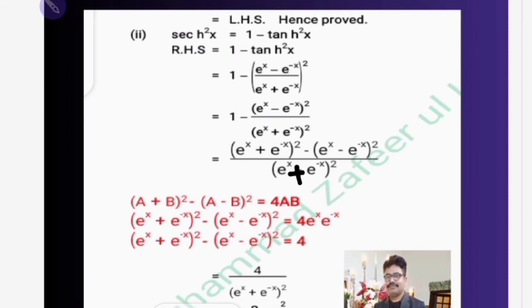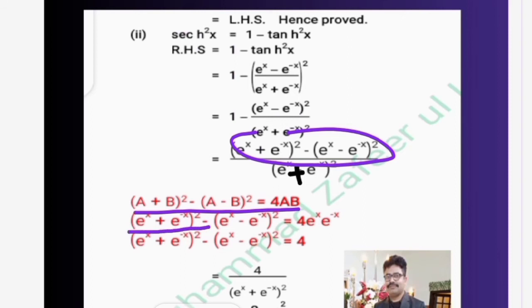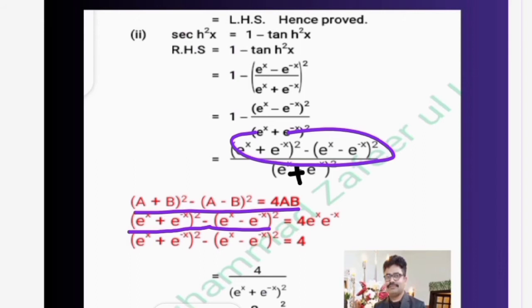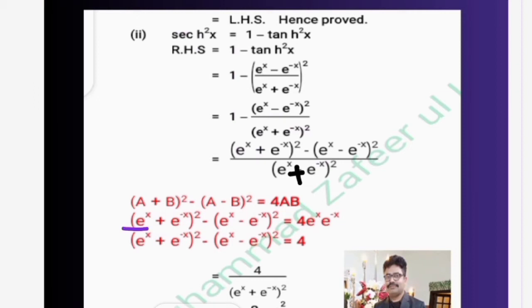And now we will use this formula, and we will compare this with the numerator. The numerator is e power x plus e power minus x whole square minus e power x minus e power minus x whole square, which is equal to 4 e power x e power minus x. Here is e power x, we will call it a. Here is e power minus x, we will take it as b. So we will put the value of a and b on the right hand side. The values of a and b are e power x and e power minus x.